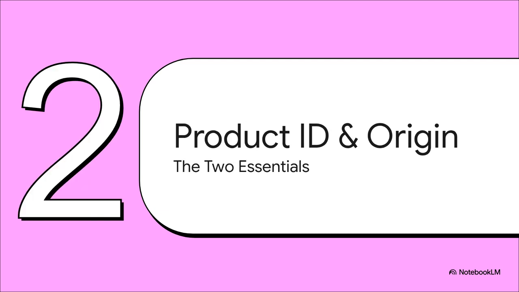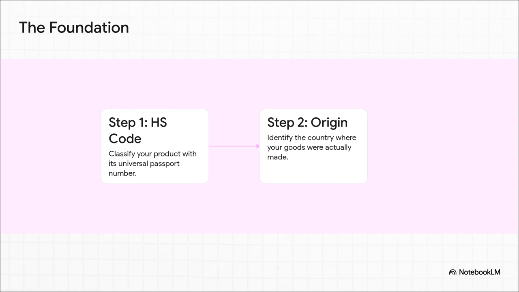Any successful quest starts with one thing: knowing exactly what you're carrying. And when it comes to importing, that means you have to identify two key things about your product: its official ID and its true origin. So there are two absolutely foundational pieces of information you need before you can even think about calculating costs. That's the HS code and the country of origin. I can't stress this enough. If you get these wrong, everything else that follows is going to be wrong too.